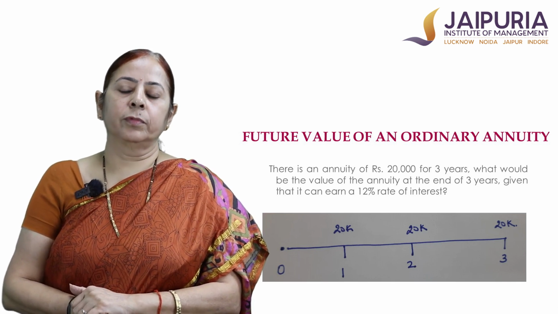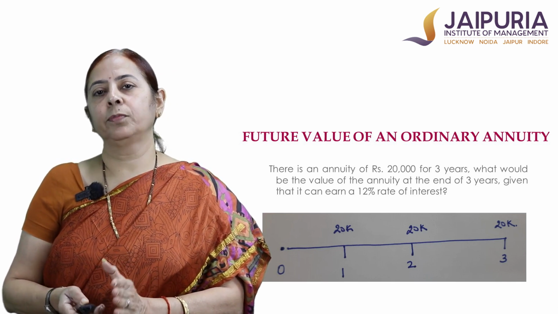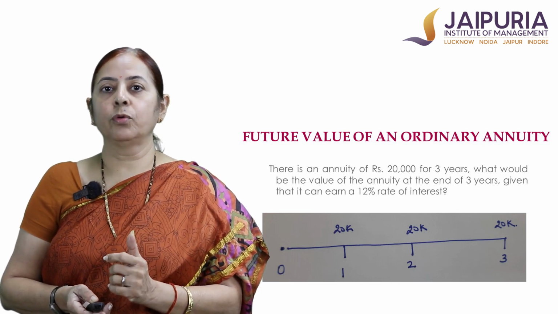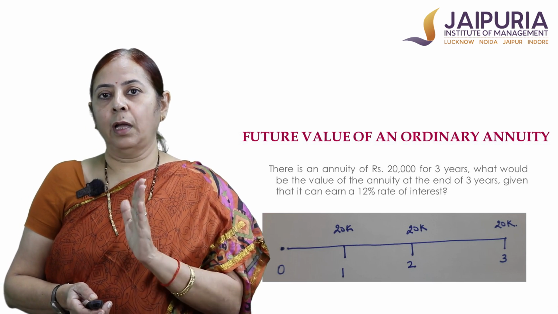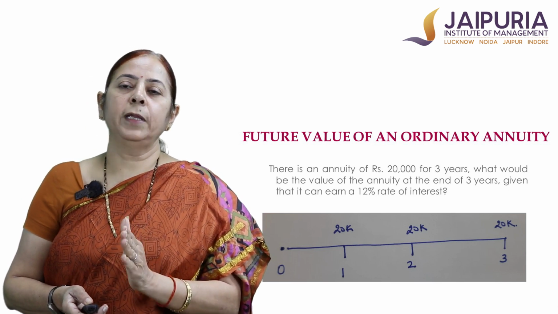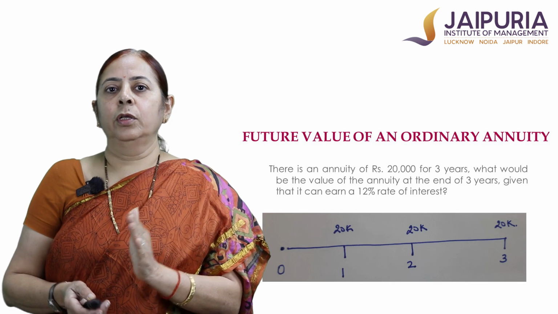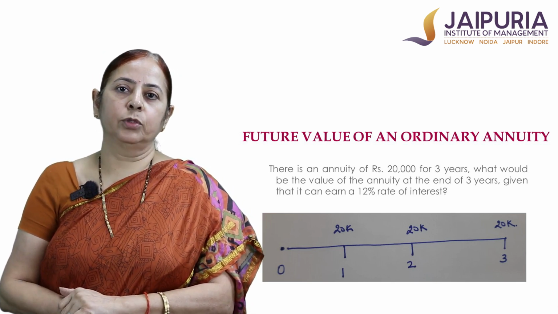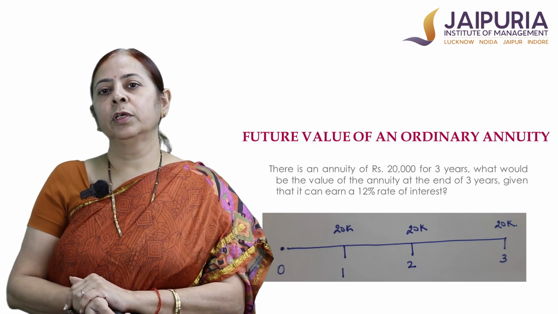So if you are depositing 20,000 rupees for 3 years. First, it is given that 20,000 rupees is the amount, which is the same each time, and it is going to be at the end of 3 years. Now what would be the amount if it can earn a rate of interest of 12%? So I have given you a picture also, which is a timeline.